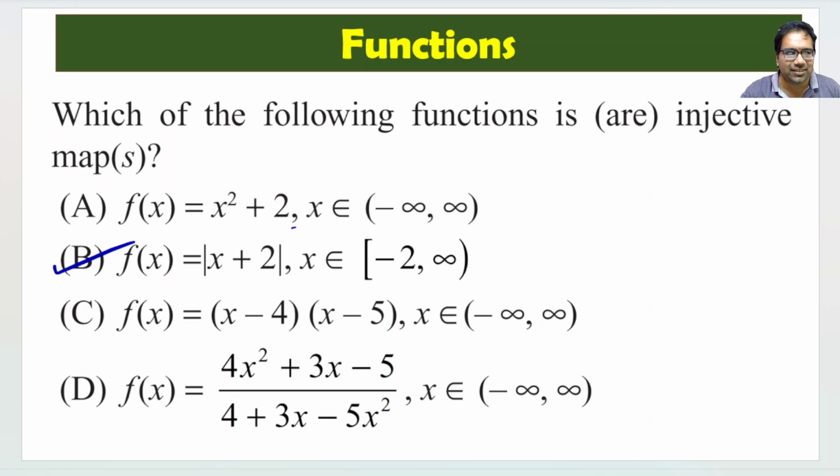Right. The remaining three: A and C are parabolas clearly, and parabolas over the entire domain cannot be 1-1. And this one is a fraction of two parabolas. Definitely it is 0 at two different points, which we have realized are the roots of the numerator. So this also cannot be an injective map. Right, guys?